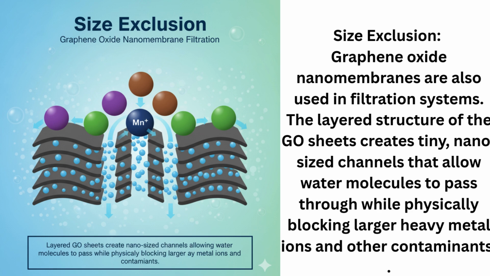Size exclusion. Graphene oxide nanomembranes are also used in filtration systems. The layered structure of the GO sheets creates tiny, nano-sized channels that allow water molecules to pass through while physically blocking larger heavy metal ions and other contaminants.